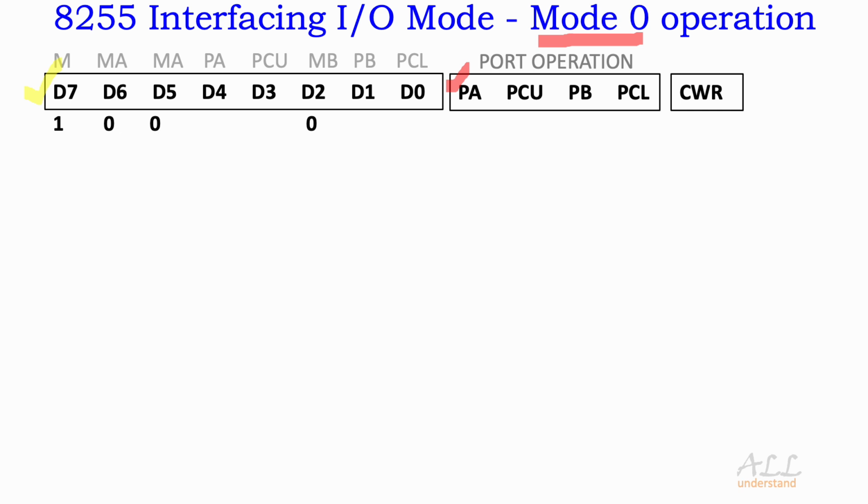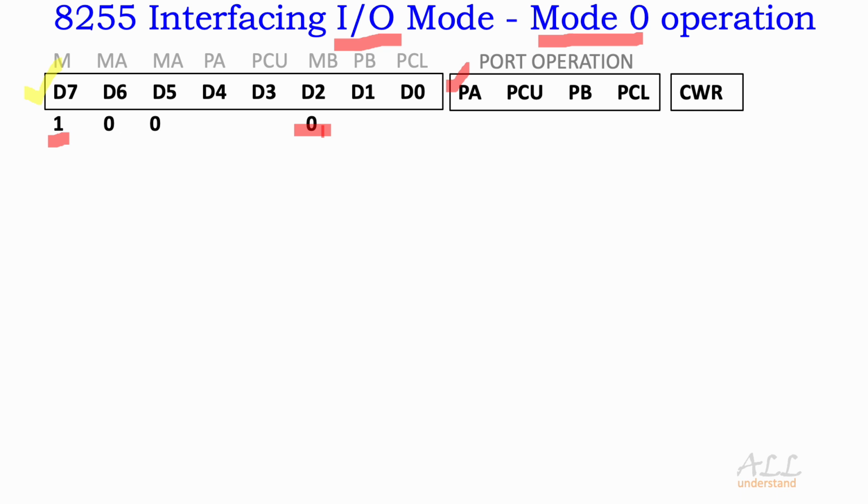See there, first the D7 MSB is set to 1. So what happens now? The entire 8255 works in I/O mode operation. If it is set to 0, what does it mean? It is BSR mode operation. In this video we are seeing I/O mode operation, that's why the MSB is set to 1. Next, our mode of operation is mode 0, that's why D6 D5 is 00. Port B is also mode 0 operation, so the D2 bit is set to 0. Now let us see how the ports are operating.